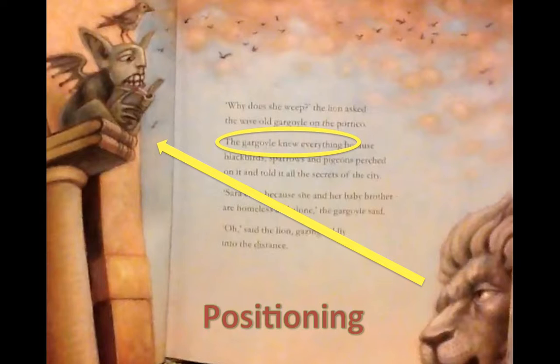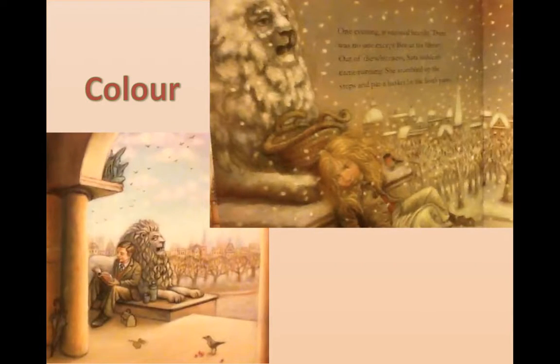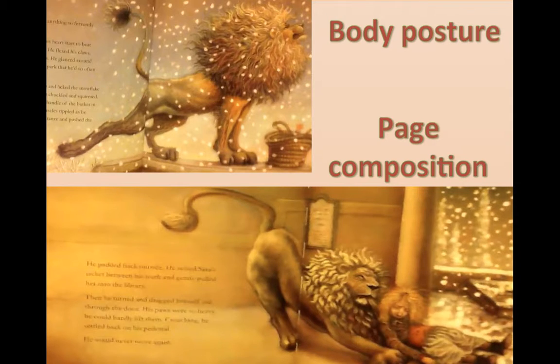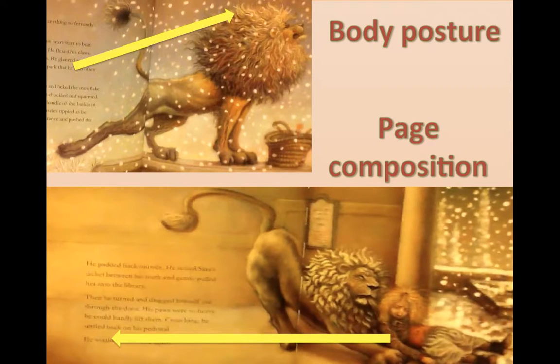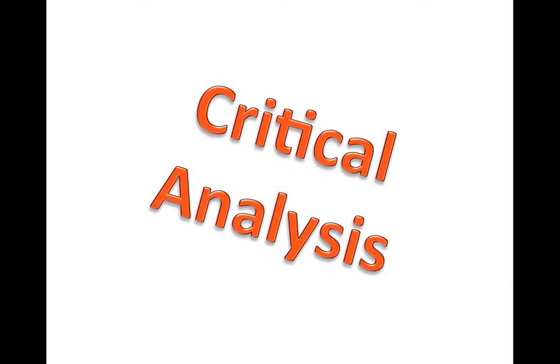The gargoyle knew everything. Color. Contrasting the different backdrops in the illustrations to explore how they reinforce the mood set by the text. Go even deeper into visual analysis with examples of body posture. How the lion looking up shows his hope and determination to save Sarah. Page composition. How the illustrations are laid out on the page to convey a sense of transitioning from outside to inside. Use these visual literacy resources to build your students' critical analysis.